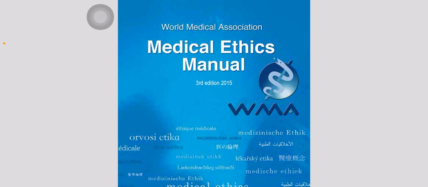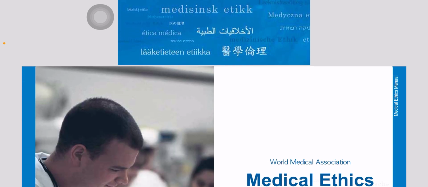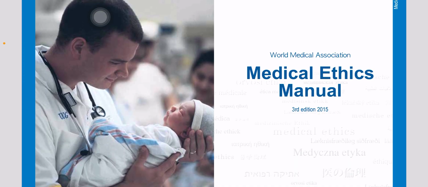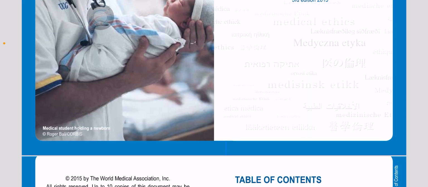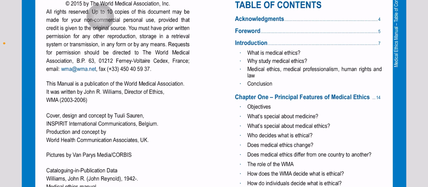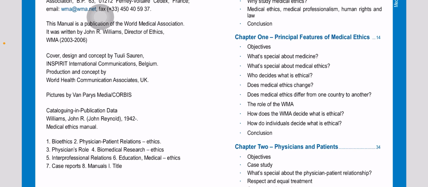Today we are going to discuss medical ethics, taken from the Medical Ethics Manual of the World Medical Association. Last class, we discussed the introduction from this manual. To continue, we will be discussing Chapter 1, or the principal features of medical ethics.